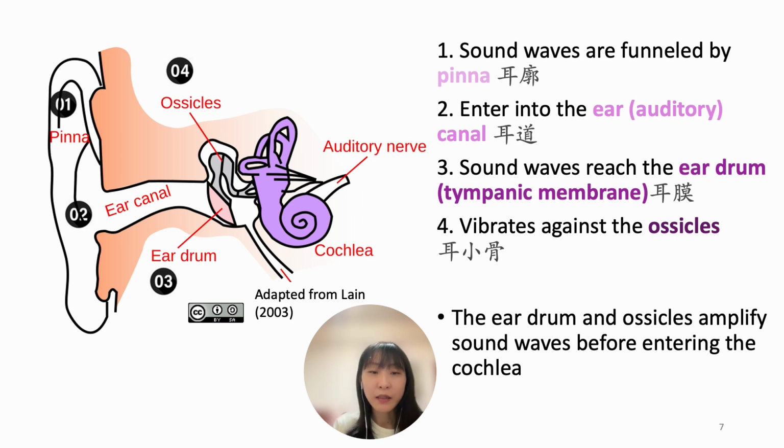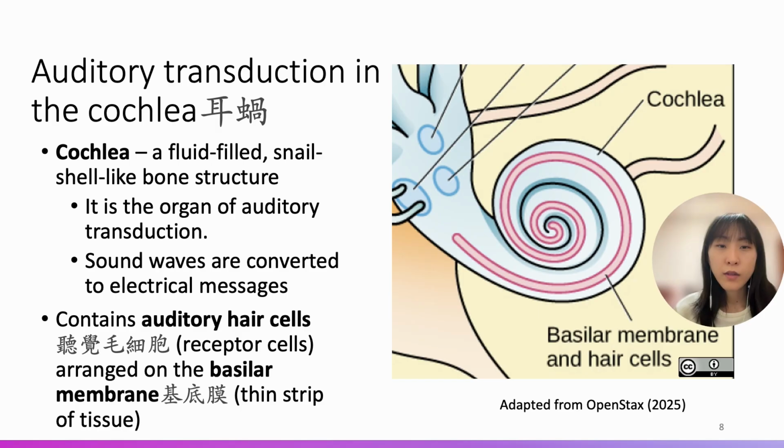body. Together with the eardrum, they will amplify the sound waves prior to entering the cochlea, which is a snail-like feature. The sound waves are transduced in the cochlea, which is fluid-filled and has a bone structure. So this is where the auditory transduction will take place.